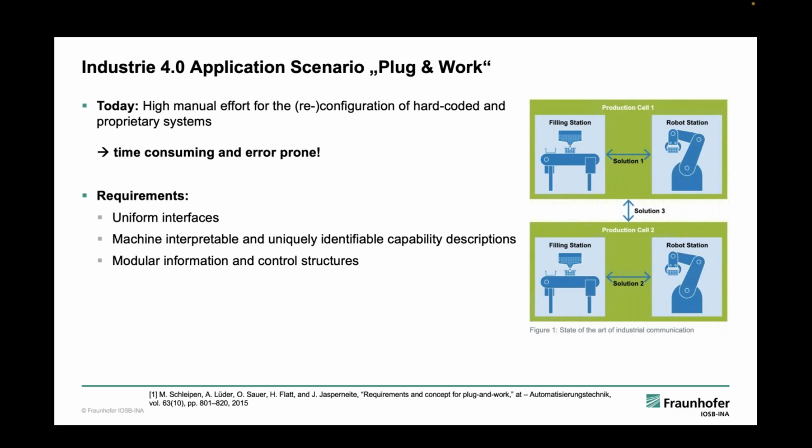So what we basically need for the implementation of plug and work are the requirements, which we see here already on the slide. We need uniform interfaces, not 3 or 30 different solutions, 30 different interfaces. We need machine interpretable and uniquely identifiable capability descriptions of our stations here in this example. And we need modular information and control structures that are adaptable.